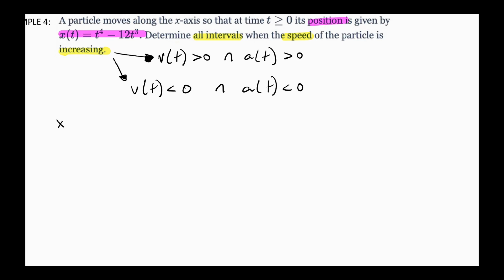Okay, so 4t to the third power minus 36t squared. That's the first derivative, right? So I'm going to do the first derivative test to find out when it's increasing and when it's decreasing, because I need both. I need to know when velocity is positive and when velocity is negative, because that's the first derivative. So I'm going to set it equal to 0.